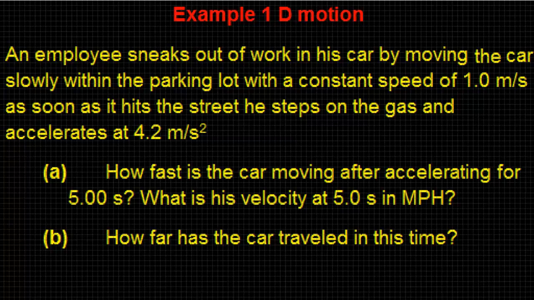This is a good example on one-dimensional motion. Let's read it. Remember, physics is nothing but math word problems, so you have to read the problem carefully. An employee sneaks a car out of the parking lot by rolling it at a constant speed, 1 meter per second. Identify the information given to you. So this is initial velocity is 1 meter per second.